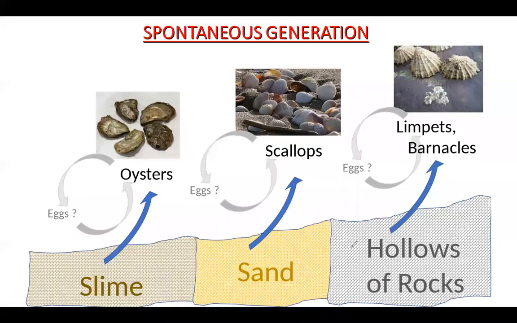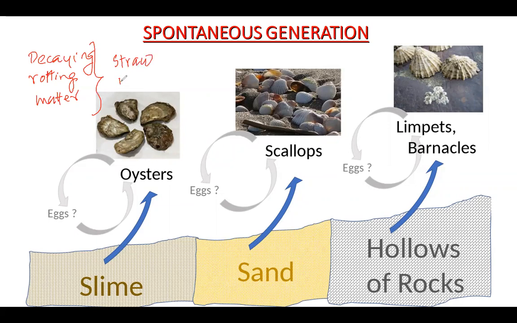The second theory, later another theory came up. This is called spontaneous generation. For a long time, scientists and common people used to believe in this theory. According to this theory, life came out of decaying and rotting matter. It came from observation in nature. They said that things like straw, mud, and slime were the sources where life appeared. This is called spontaneous. They said it just appeared spontaneously, with no reason for this.